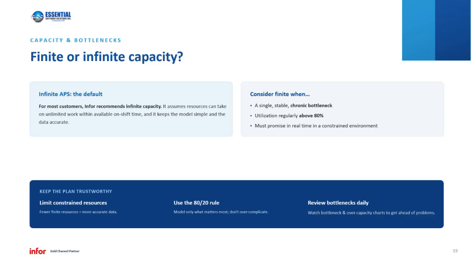So if you do decide to set up your system as finite, if you're currently working on that, limit the number of your constrained resources to what has the greatest impact, regular utilization above 80%. Review those bottlenecks and run capacity planning on those bottlenecks daily. The simpler you can keep your model from a capacity planning perspective, the more trustworthy it will be.